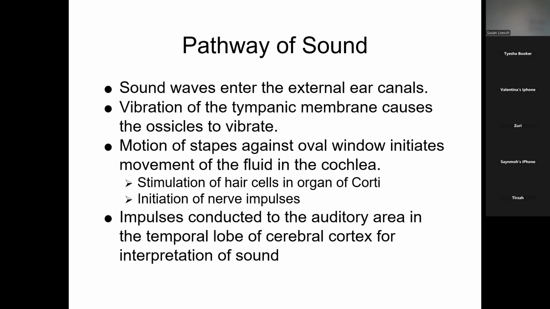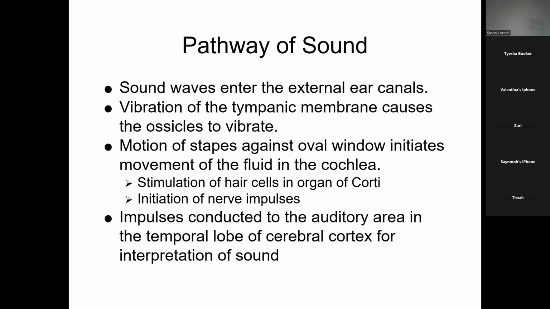The vibration of the tympanic membrane causes the malleus to vibrate, and then the incus and the stapes. The motion of the stapes vibrating against that oval window causes the movement of that perilymph and that endolymph fluid in the cochlea. The water waves from that perilymph and endolymph fluid will stimulate the movement of the membranes and the hair cells in the organ of Corti.